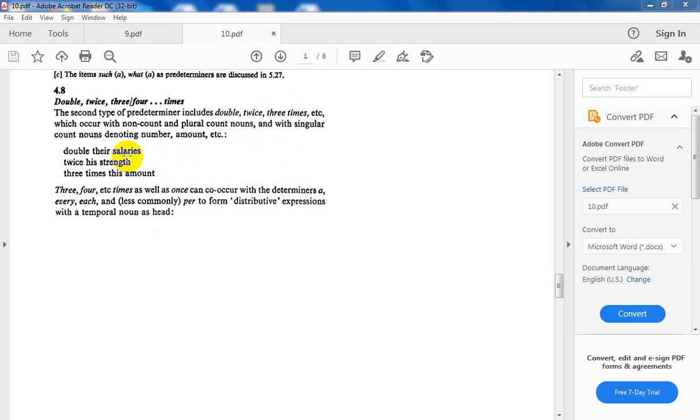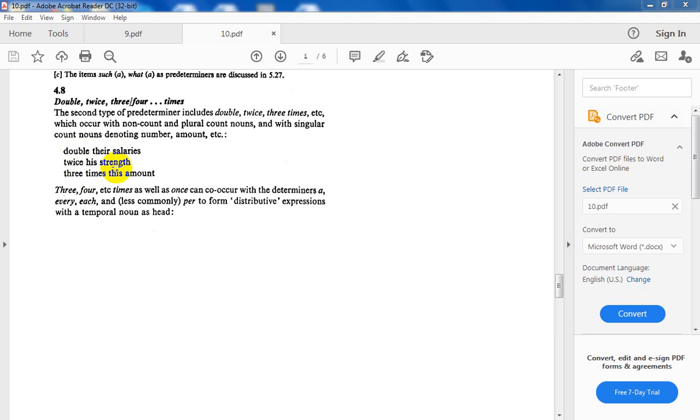Double their salaries. Now this is a noun phrase. The head is salaries. What is their? The determiner. What is double? This is a predeterminer. Now you see this determiner is a possessive pronoun. See, the predeterminer came before the determiner.